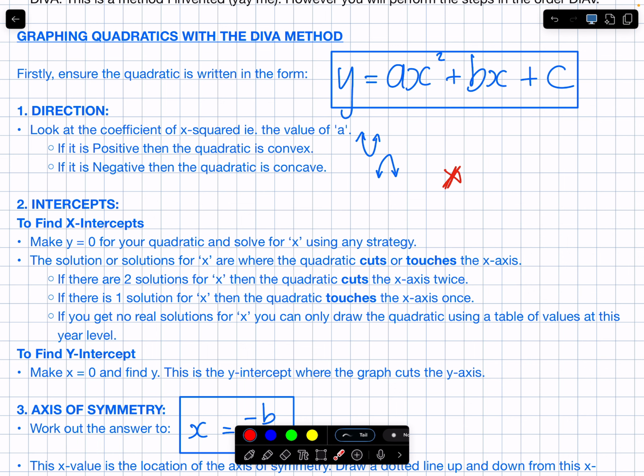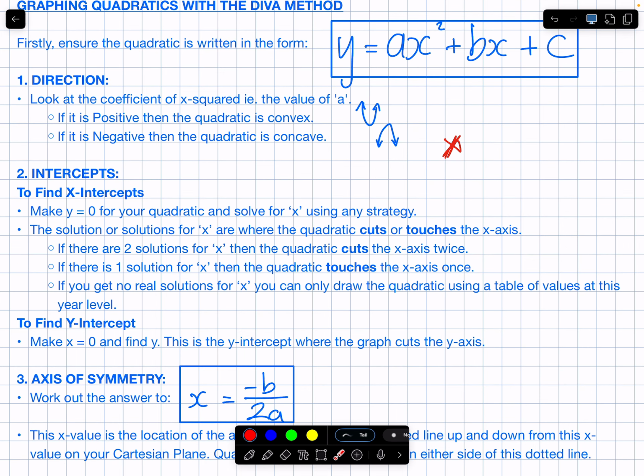So as you've seen with quadratics, sometimes there's two solutions. That means the quadratic's going to cut through the x-axis 2 times. If there's one solution, then the quadratic just touches. So you'll have a situation like this. If there's one solution to your quadratic, it just touches. If there's two solutions, it's going to cut through the x-axis like that.